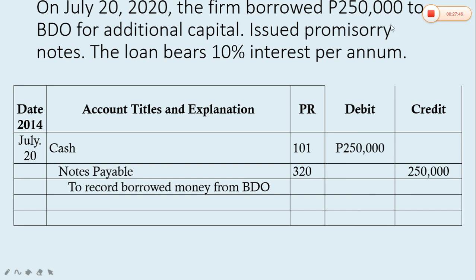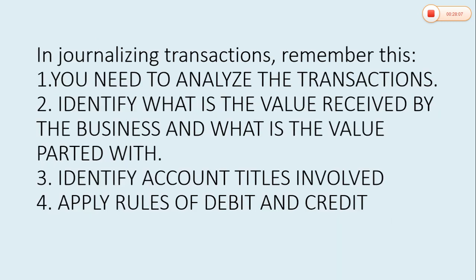Again, notes payable, issued promissory notes. That's your key words there. So, you have to write notes payable. And then, 250,000, credit ka. It's because the normal balance for notes payable as liability is credit. Nitaas si cash, nitaas pod si notes payable. An explanation to record borrowed money from BDO.